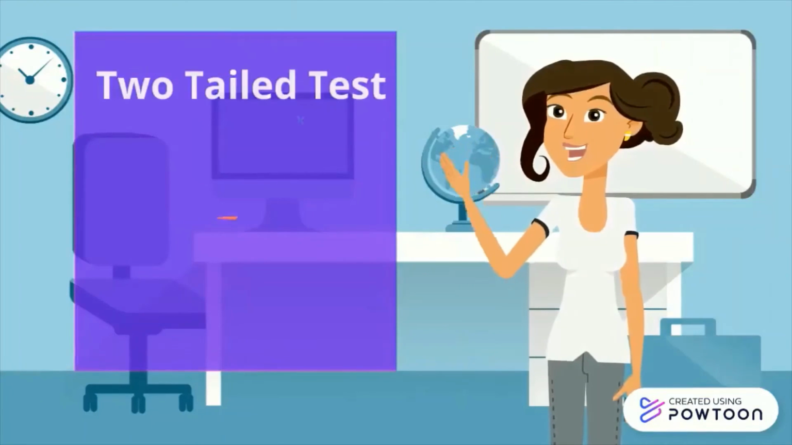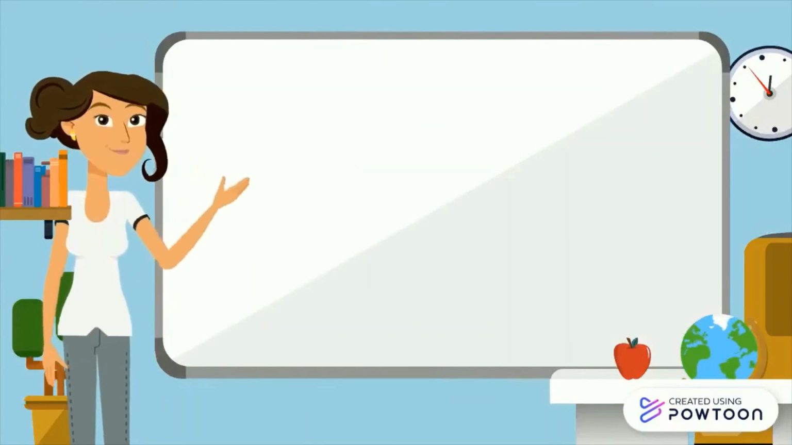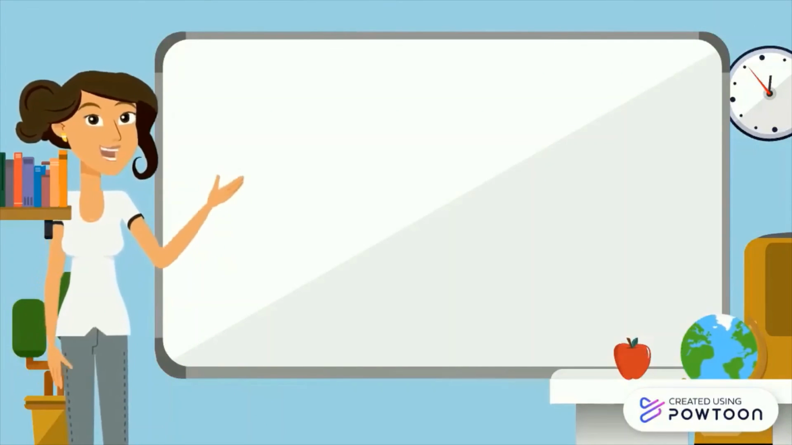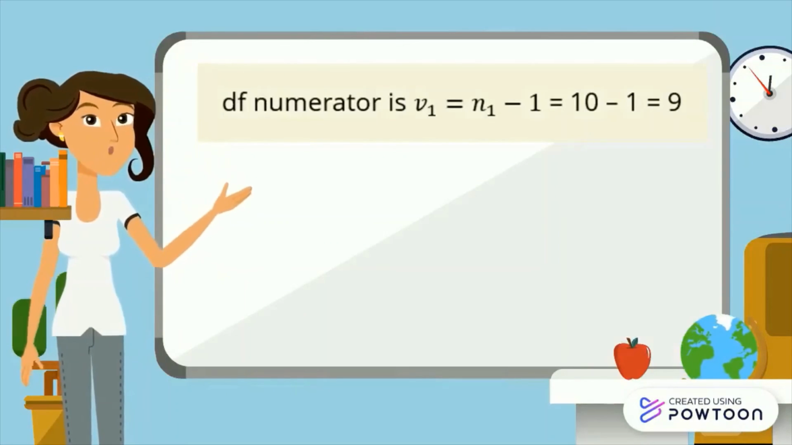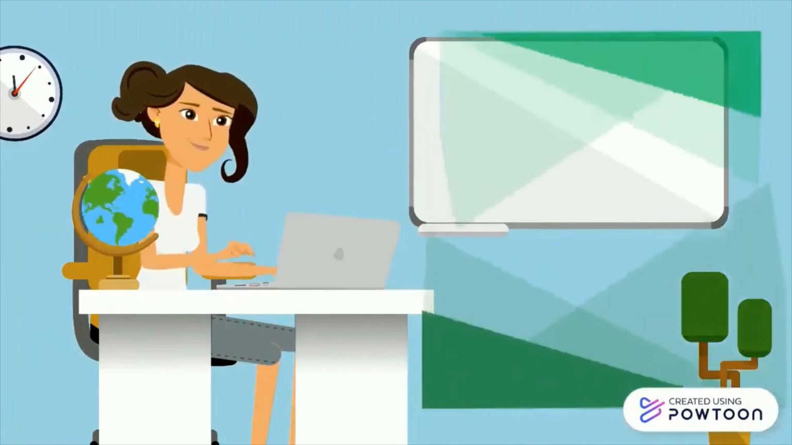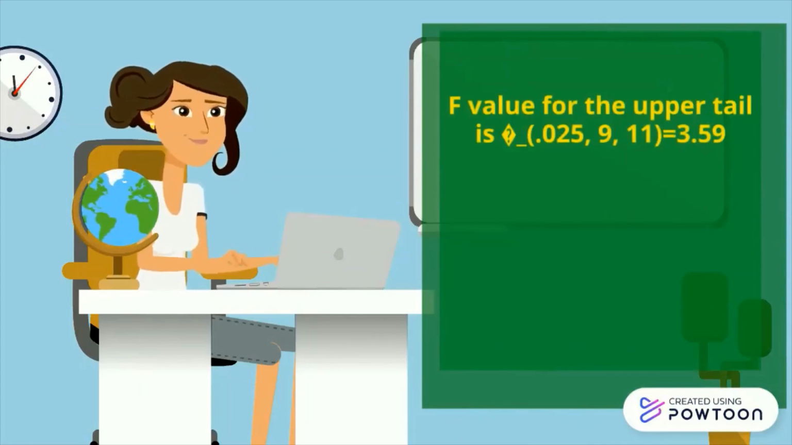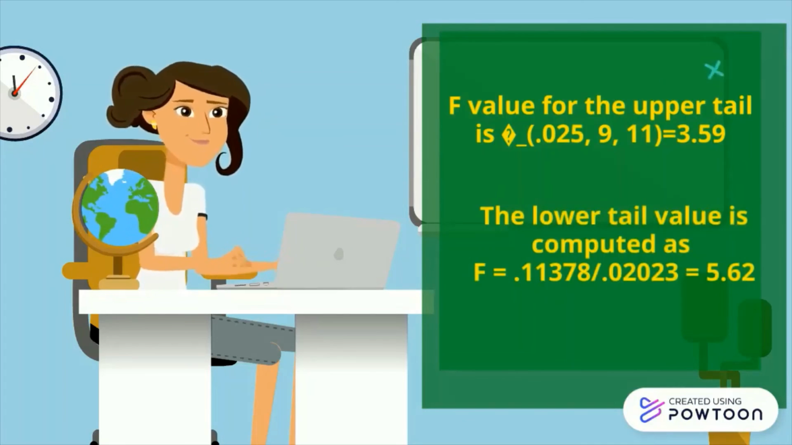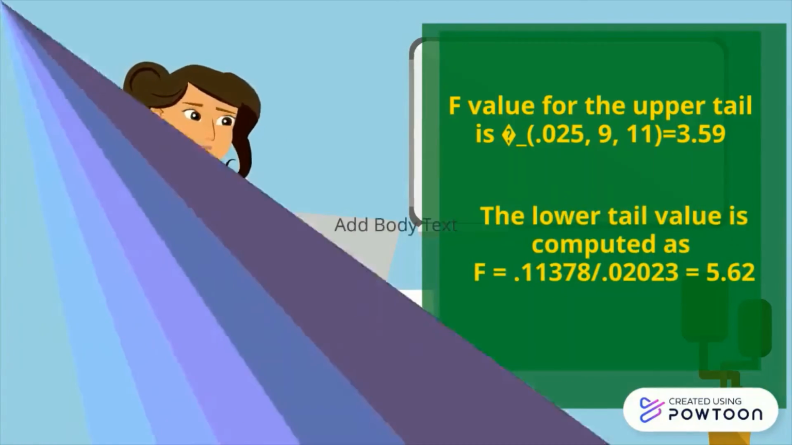Because we are conducting a two-tailed test, the significance level for each tail will be 0.025. We can then supply in the formula the available values like the variance and the sample sizes to get the degree of freedom numerator and the degree of freedom denominator. The critical F value for the upper tail is 3.59 and the lower tail value is computed as 5.62. The final conclusion will either be to reject the null hypothesis or to not reject the null hypothesis.